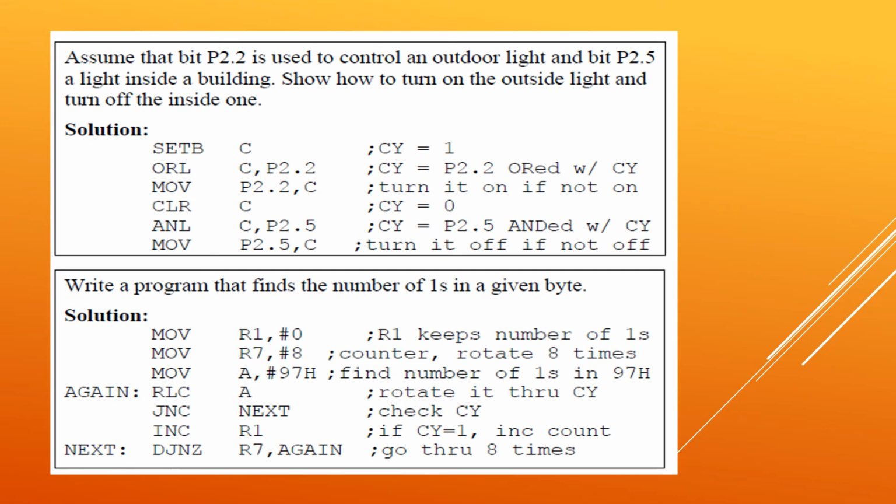Okay, when we are going out, at that time we want to turn off the inside light and turn on the outside light. So how is it done? See, SETB C. So we are using the carry flag here, so CY is equal to 1. Then logically OR with ORL C, P2.2. What will happen? CY is equal to P2.2 ORed with carry.